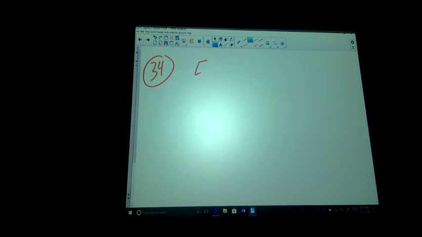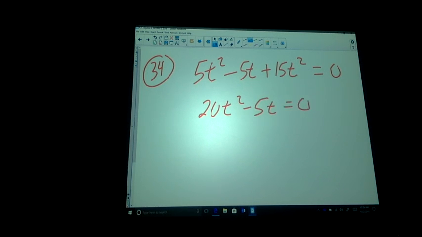5t squared minus 5t plus 15t squared. Is it equal to 0 or anything? Oh yeah. Okay. Did I write that appropriately? Yeah. Alright, I do have like terms up there. So I'm going to say that I have 20t squared minus 5t. Is that okay as the first thing?